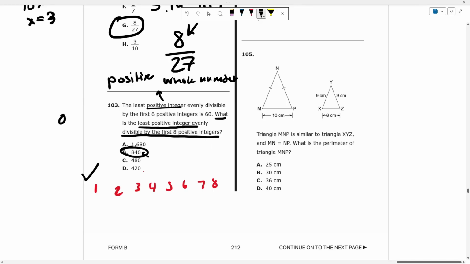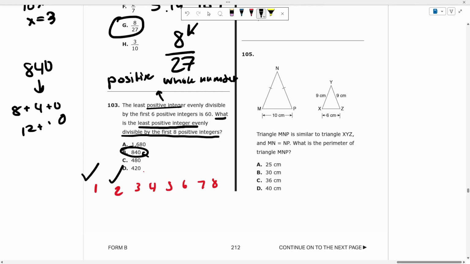So 0 is an even number, so that means that 2 divides into it evenly. 3 divides into anything whose digits add up to a multiple of 3. So in the case of 840, the digits that comprise the number are 8, 4, and 0.